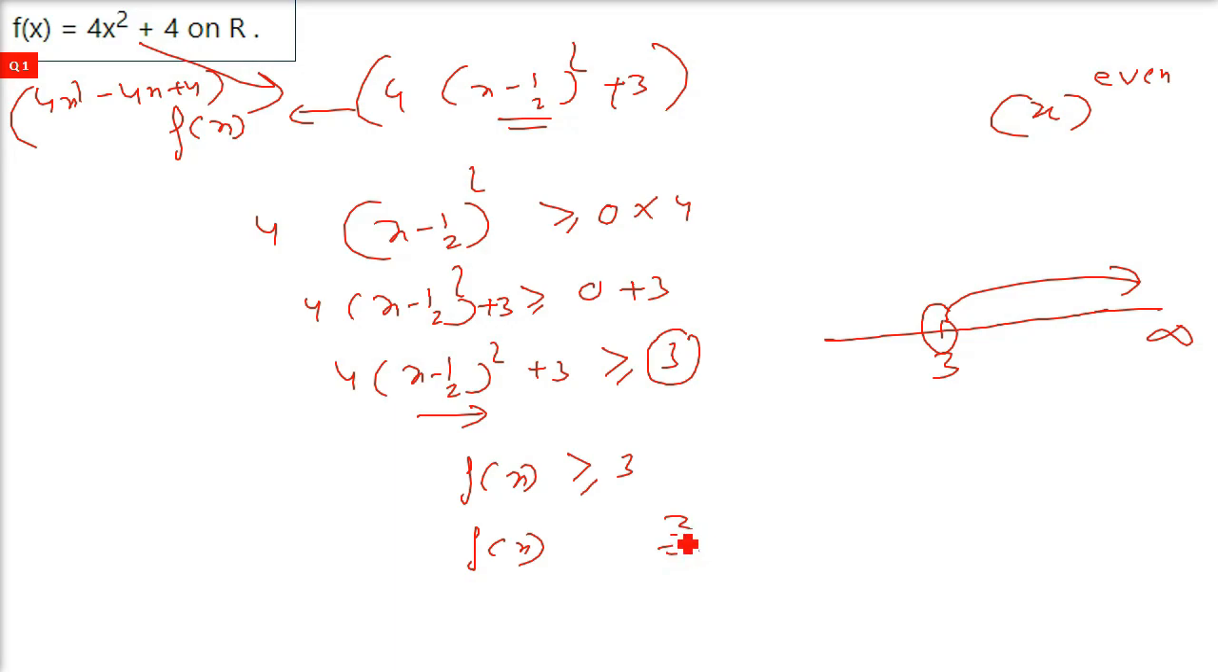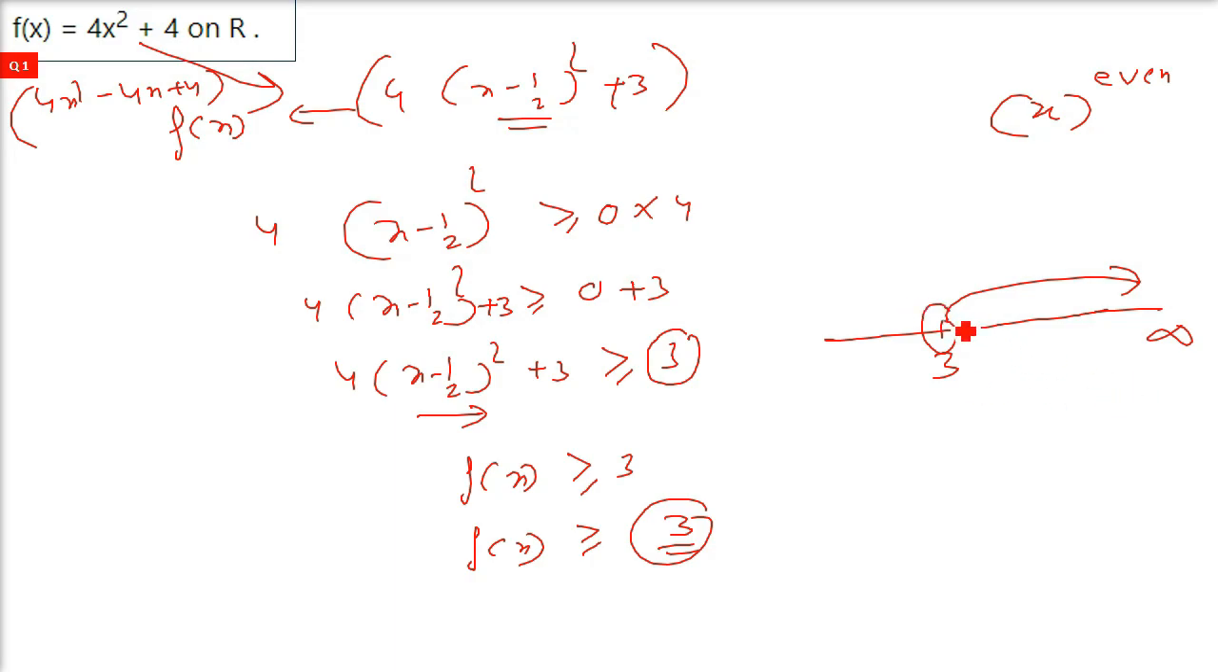When are you going to get it? When x minus half is 0, because 4 into 0 plus 3 on the left also gives 3. So you'll get this 3 in this function only when you have x as half. So x as half will give you the minimum value, which is 3 here.